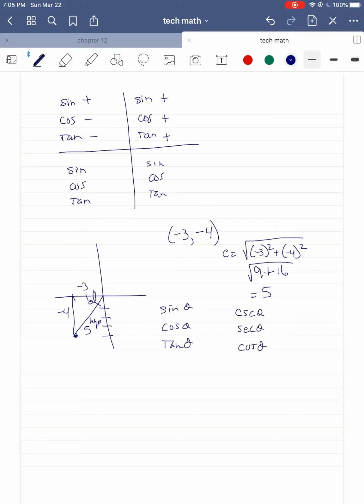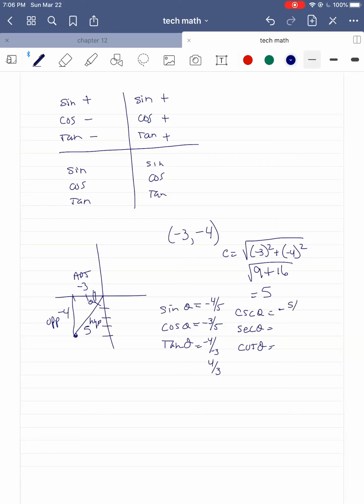cosecant, secant, cotangent. Sine is opposite over hypotenuse. Let's label my sides. This is adjacent, this is opposite. So opposite over hypotenuse is minus 4 over 5. Cosine is adjacent over hypotenuse, minus 3 over 5. Tangent is opposite over adjacent, so minus 4 over minus 3, which is a positive 4 over 3.